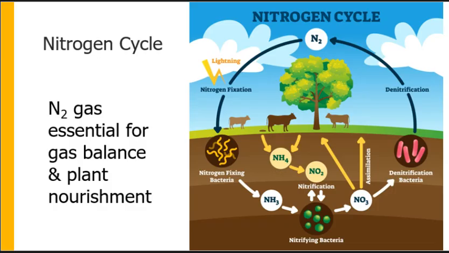All right, the nitrogen cycle, N2 gas, essential, just say gas balance and plant nourishment. It's like vitamins for plants, really. So once again, I think I mentioned how my garden grew really well with all the leaves growing lovely because I had a lot of nitrogen in my soil, but they didn't make a lot of fruit.